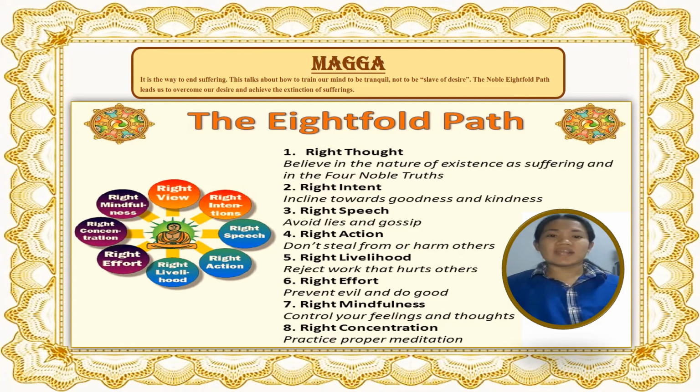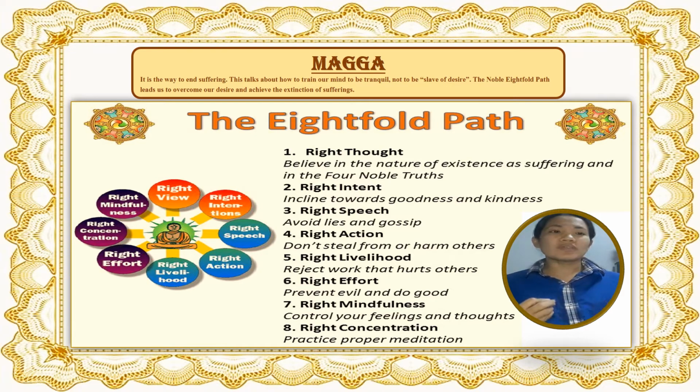So class, our next topic is the last of the Four Noble Truths, which is about Magga. What is Magga, class? It is the way to end suffering. This talks about how to train our mind to be tranquil, not to be a slave of desire, and it talks about the Noble Eightfold Path, which leads us to overcome our desire and achieve the extinction of suffering.